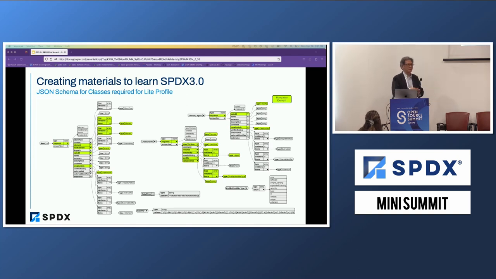However, it's complicated enough to write down the Lite profile for every person in the supply chain in the real industry, and we are struggling to conclude the proposal of the Lite profile.